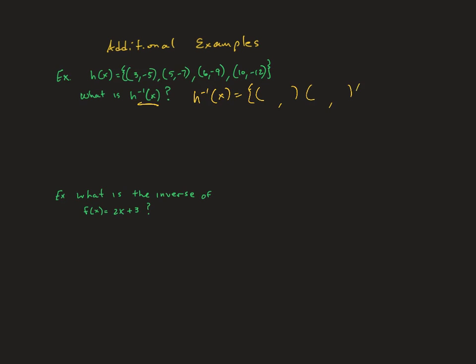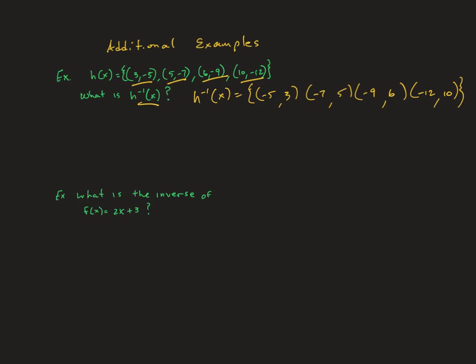In order to write the inverse, instead of x mapping to y, remember, I'm going to switch my x and y. That was one of my steps. So this actually becomes negative 5 and 3, right? Reversing that, it's going to be negative 7 and 5, negative 9 and 6, and negative 12 and 10. So there you go. I reversed my x and y to get my inverse function.